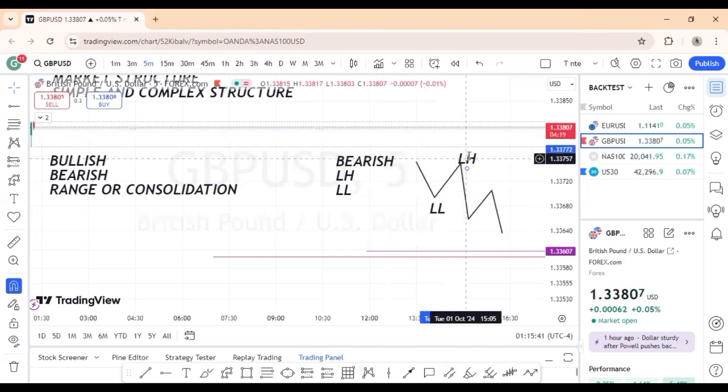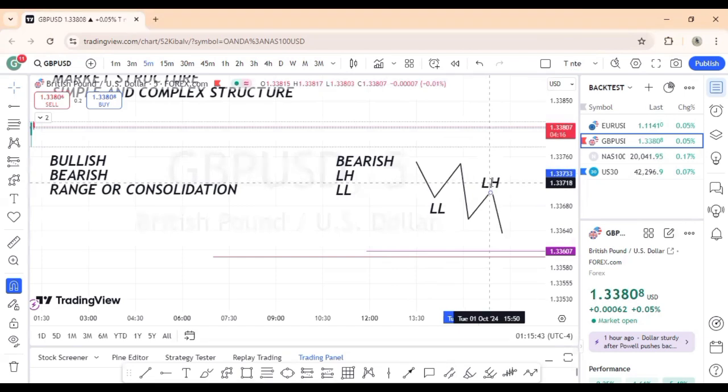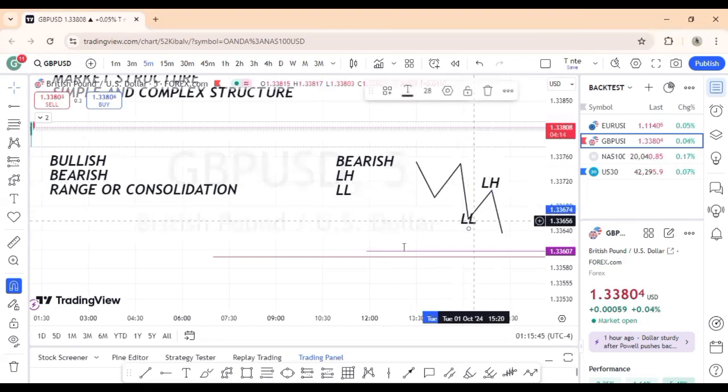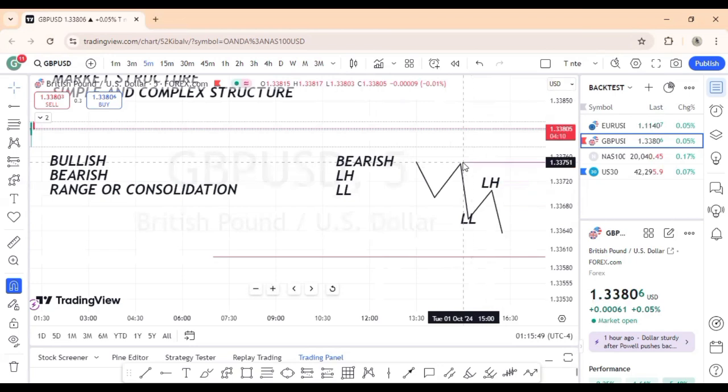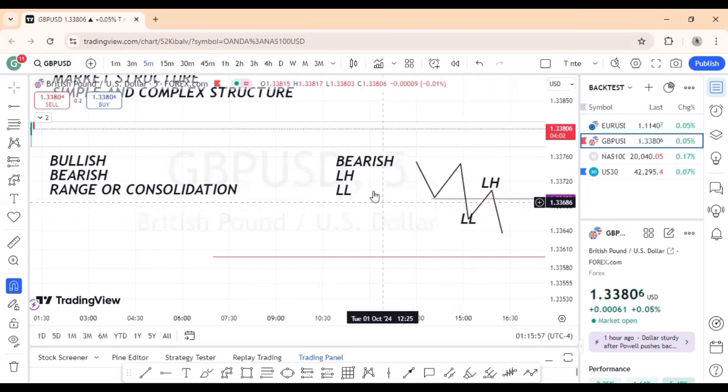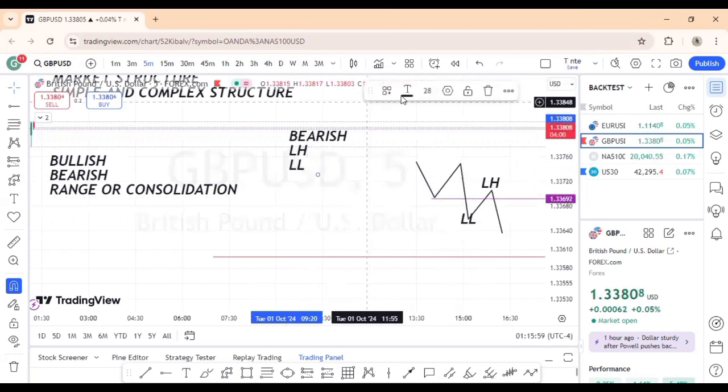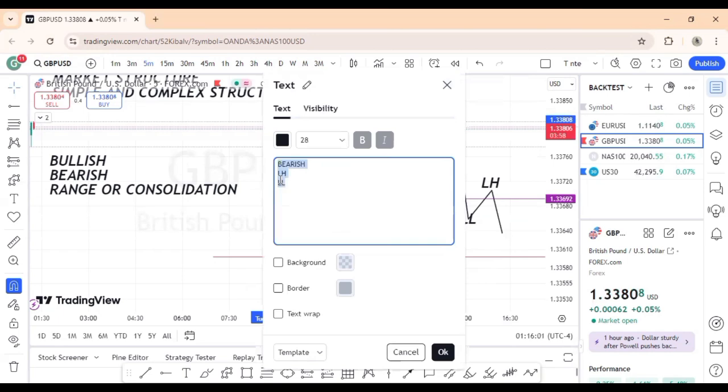All right. So now, why is it called a lower high? It's called a lower high because this high is lower than the previous high, right? It's called a lower low because this low is lower than the previous low. So that is what makes it a lower high and a lower low. That is what makes up a bearish market, right?